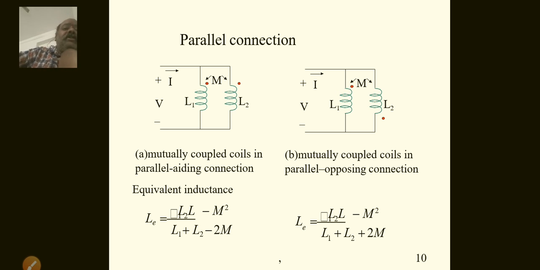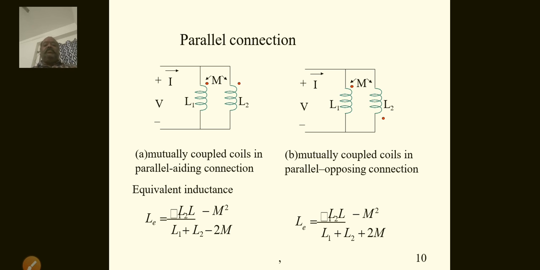Just to see, this is a dot. Here it is coil 1 and coil 2, but here coil 1 and coil 2 are a little different. So, mutually coupled coils in parallel aiding and parallel opposing, this is the connection. Previously, series aiding and series opposing. What is the difference? Series aiding means L1 plus L2 plus 2M, series opposing means L1 plus L2 minus 2M, but here it is parallel.